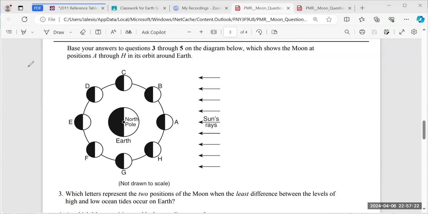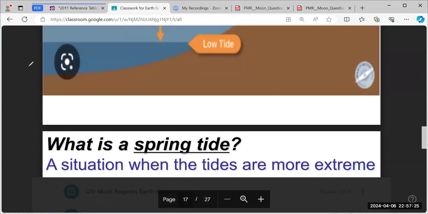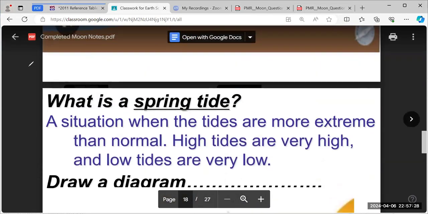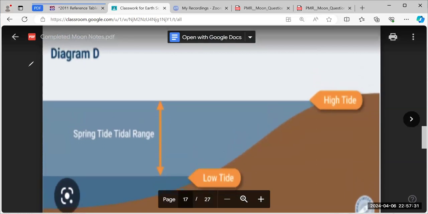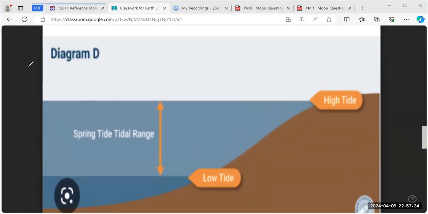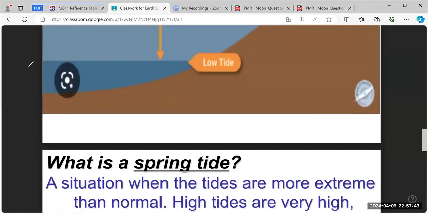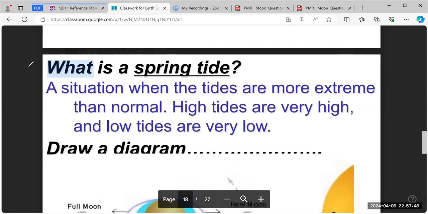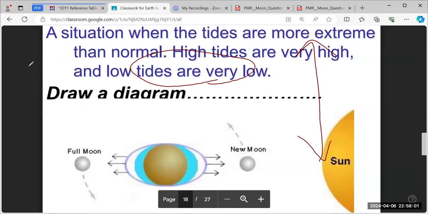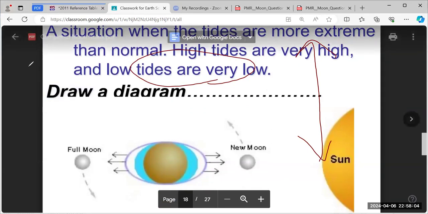So if we go to our notes, here we go. And this is a diagram right here that shows the tidal range. This is the difference between low tide and high tide. That's the tidal range. So when you have tides where high tides are very high and low tides are very low, when you have a very big tidal range, that means it is a spring tide.